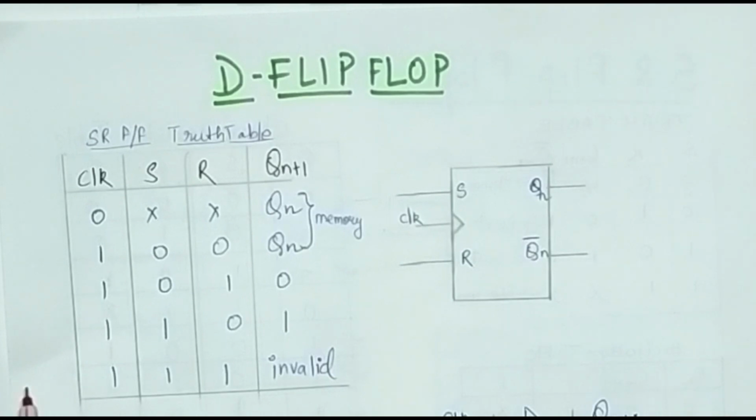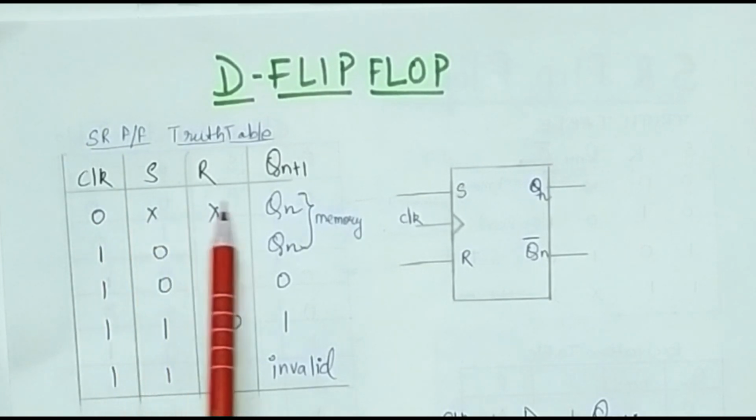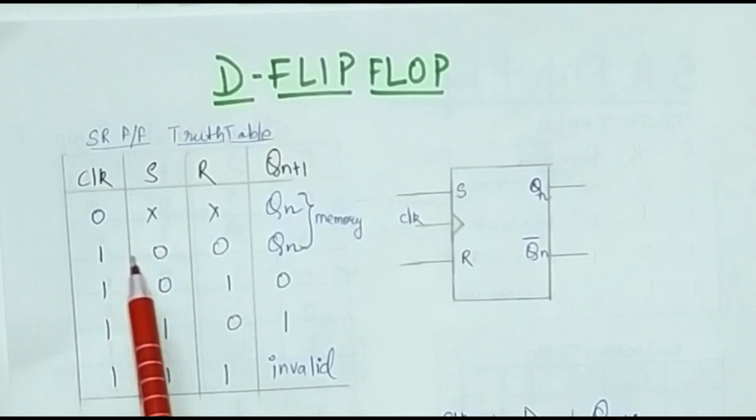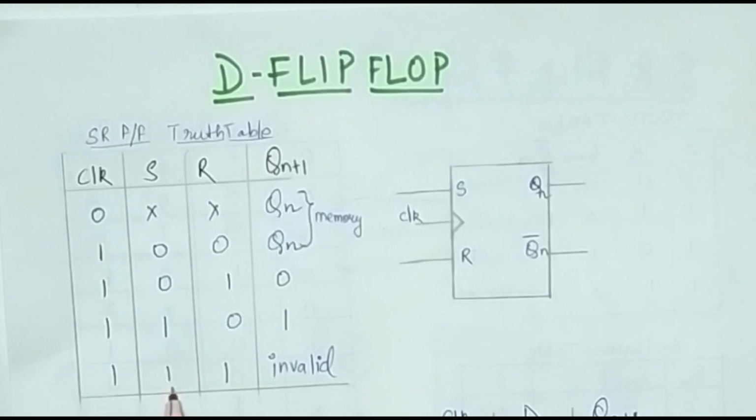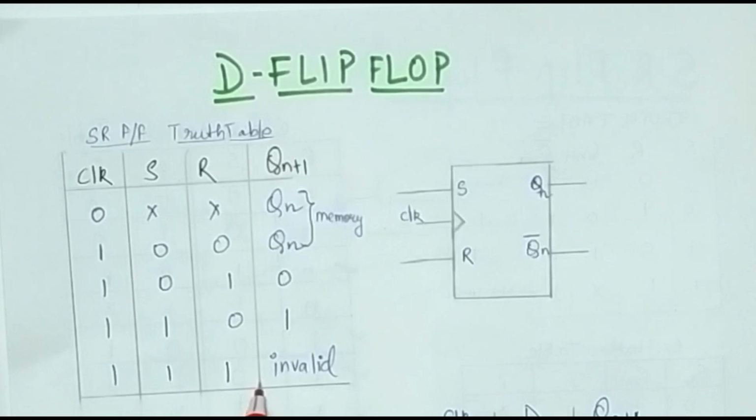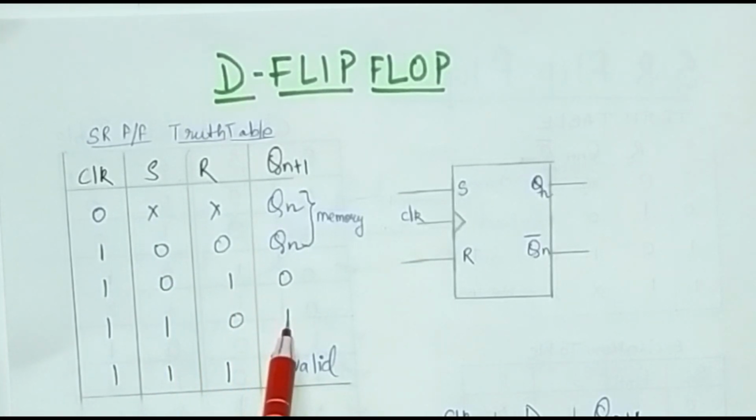If you carefully see the truth table of the SR flip-flop, when the clock pulse is 0, it is in the hold state, and when the inputs are 0 0, it is also in the hold state. When the inputs are 1 1, it is in the invalid state. Basically, if you want to store the 0 bit, you need inputs 0 and 1, and when you want to store 1, you need 1 and 0. In both cases the two inputs are not the same; they are complements of each other.